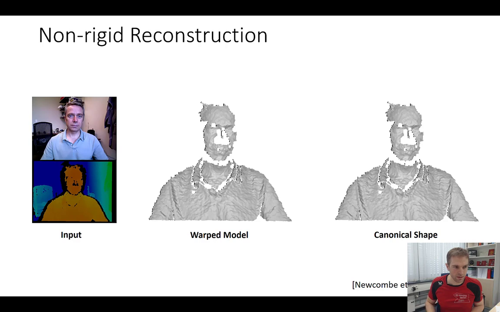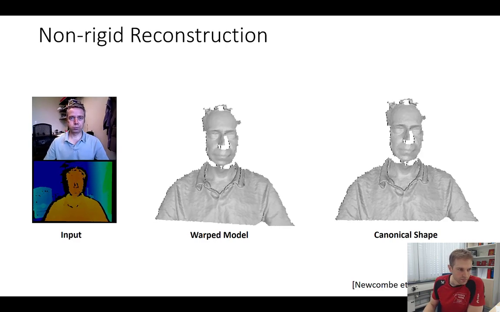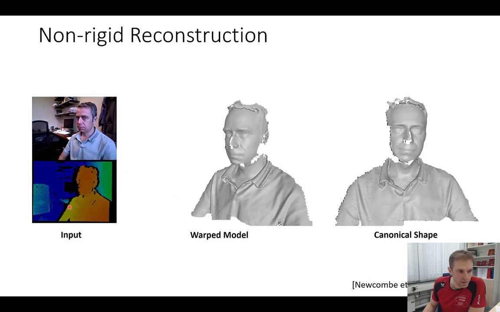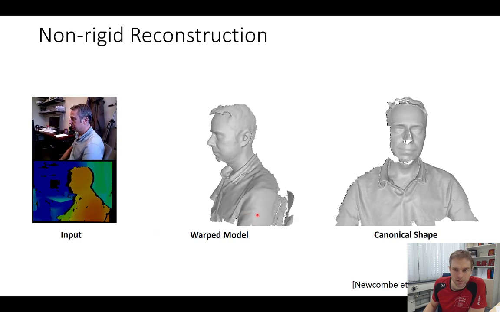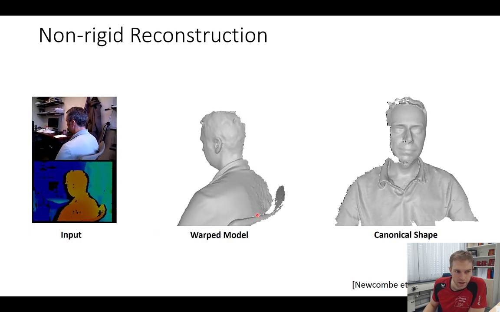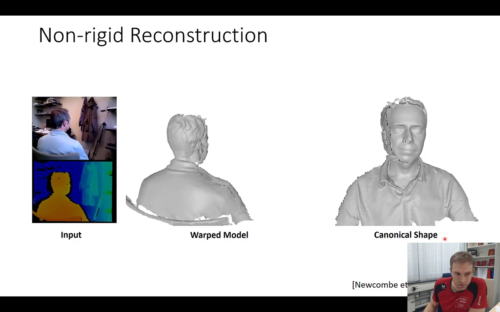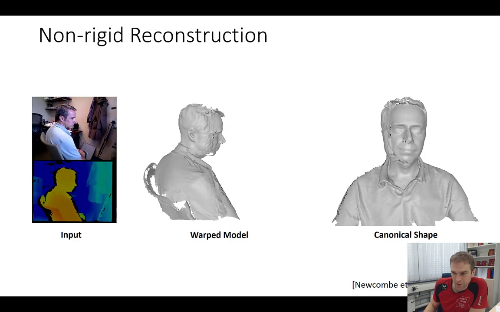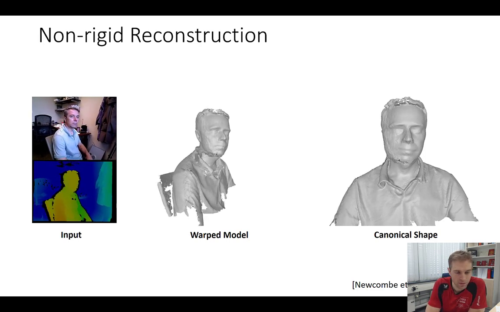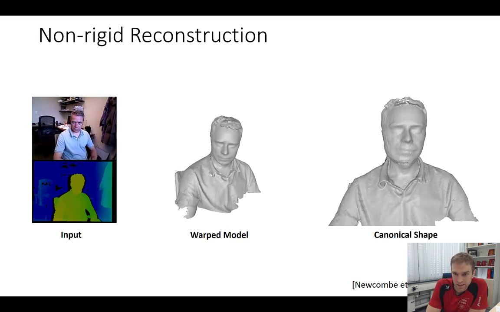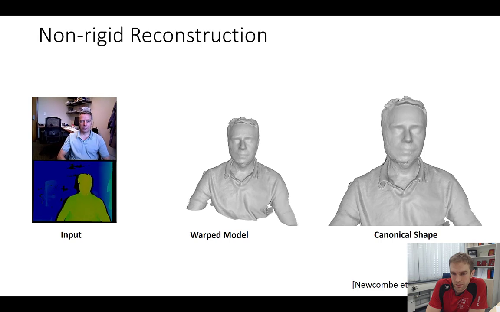So you have a sequence here, right? And now you're recording the sequence here. This is now the warp model of this reconstruction in the current frame. And as a canonical reconstruction, you get something like this. So this was 2015. This work has actually inspired a lot of follow-up work. But at the same time, it is still a very difficult problem statement.